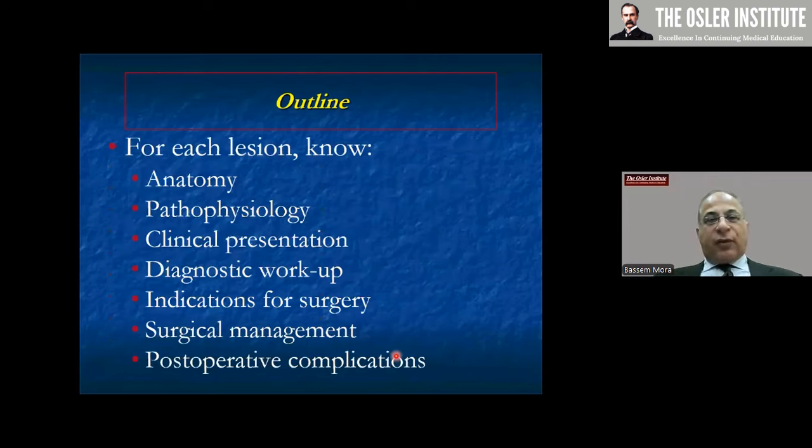For the boards, for each lesion, you really need to know the basic outline as shown here. You need to know the anatomy. What is it? What's a complete atrioventricular canal defect? What are the components of it, for instance? What's the pathophysiology? How does the blood flow affect the lesion? What happens to the blood flow coming from the systemic circulation? How does it interact with the pulmonary blood flow?